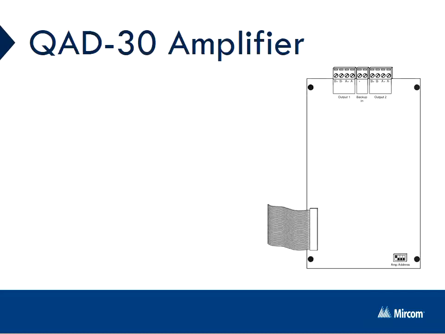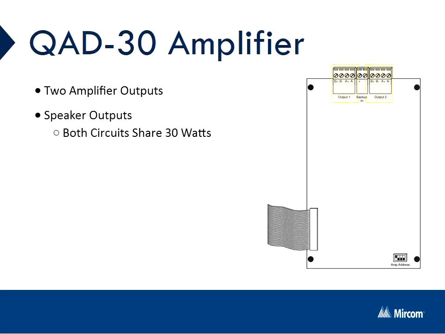Now onto the Quad 30 digital amplifier PCB board. At the top of the Quad 30 PCB, you'll see two terminals for output 1 and output 2. These are two speaker outputs that share 30 watts of amplification. The speaker circuit can be wired either as Class A or Class B, depending on what is being required or how the system has been designed.